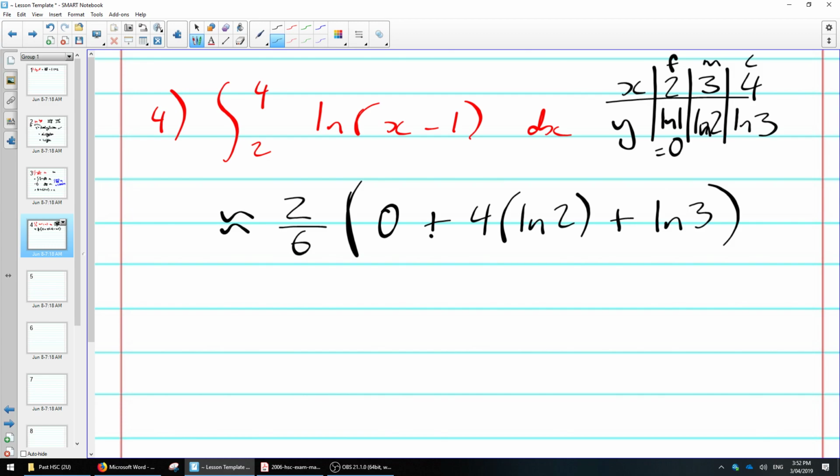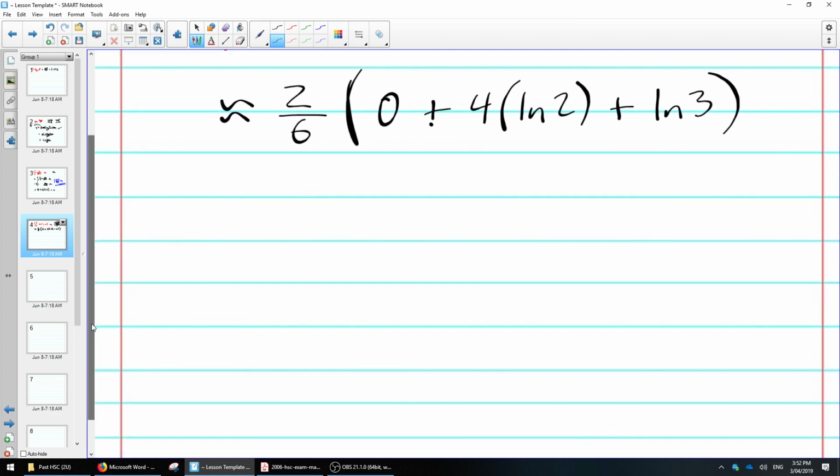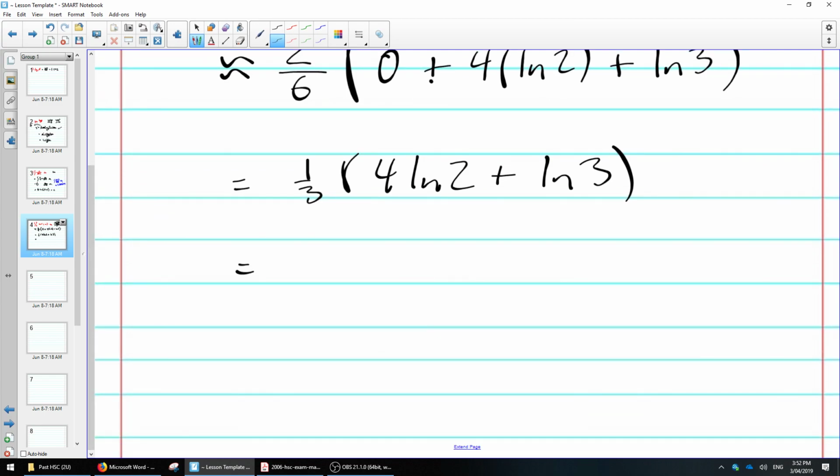Alright? And then going from there, we'll just simplify it a little bit. So this equals 1 over 3, 4 lim 2 plus lim 3. And then we can rewrite this if we expanded it: 4 over 3 lim 2 plus 1 over 3 lim 3 as well.